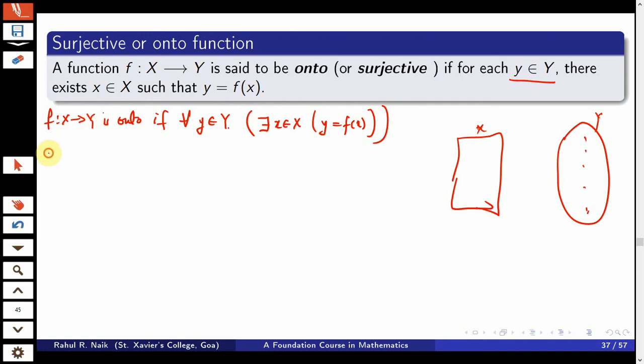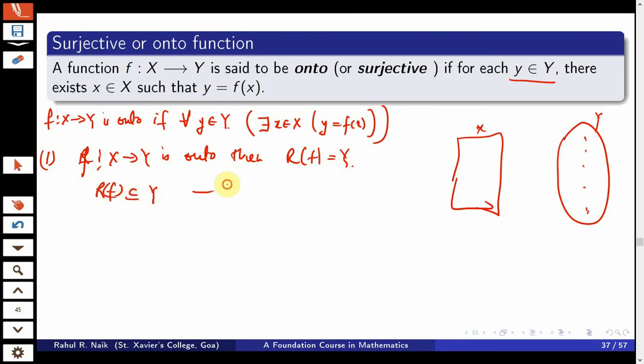So, one observation that we make over here is that if f from X to Y is onto, then the range of f is the whole codomain. In fact, we already know that the range of f is a subset of Y. We just need to show that Y is a subset of the range of f, and that is really true through the definition. We assume the fact that the function is onto.